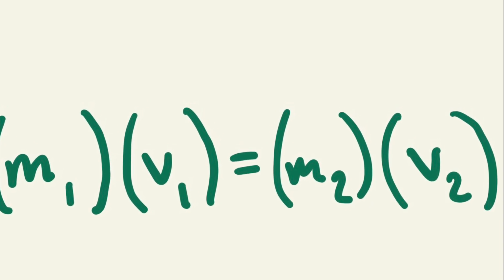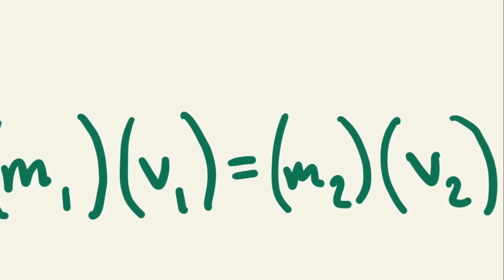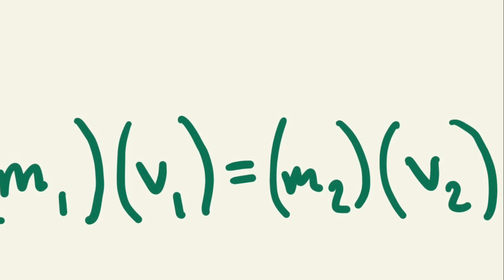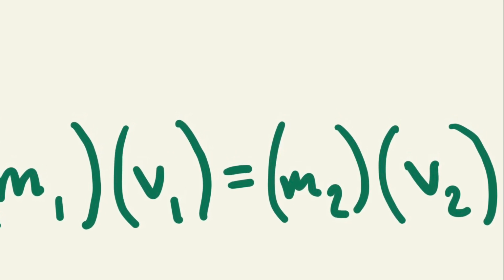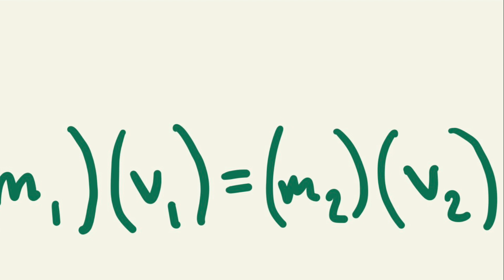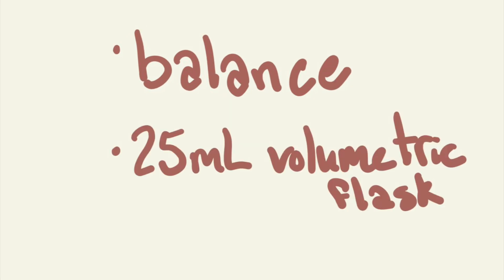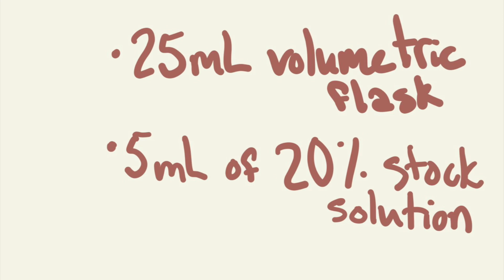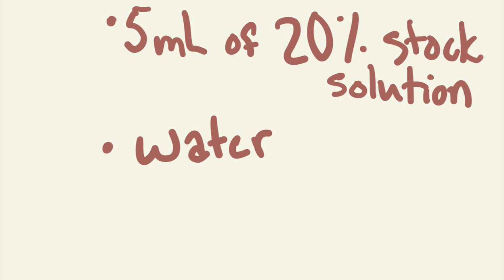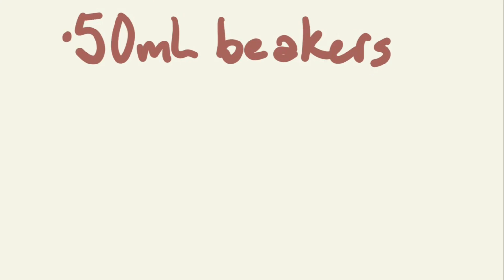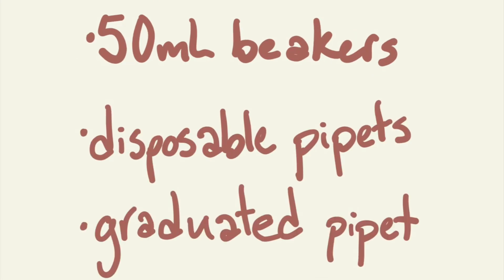M1 and V1 represent the concentration of the stock solution, or whatever you're starting out with. M2 and V2 represent your dilution, or what you have after adding solvent, in our case, water. The materials we will need for this lab include a balance, a 25 milliliter volumetric flask, 5 milliliters of the 20% stock solution, a beaker of water, 50 milliliter beakers, disposable pipettes, and a graduated pipette.